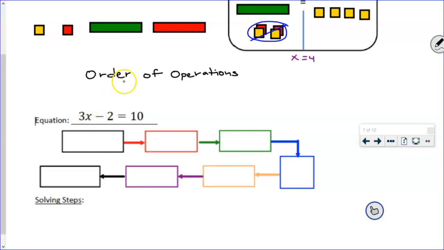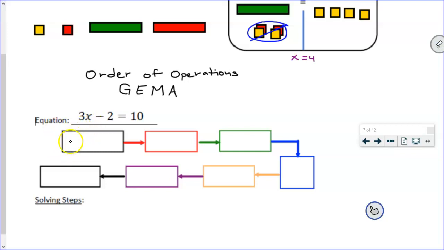And the acronym that we use to remember what the order of operations is GEMMA. G for grouping symbols, E for exponents, M, which reminds us to do multiplication and division next, and A that reminds us addition and subtraction is how we finish up. So how does that relate to these equations?